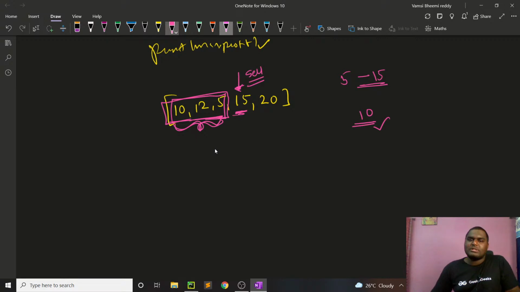Now if I wish to sell at 12, what is the option that I have to buy? I need to buy at 10. Now if I buy at 10 and if I sell at 12, then I can make a profit of 2.